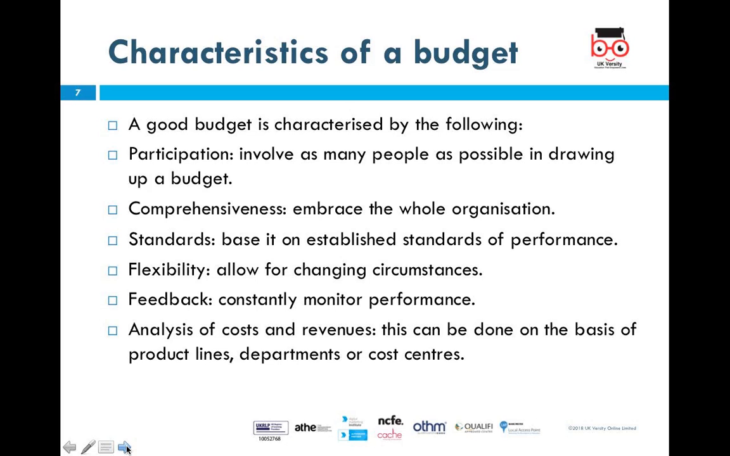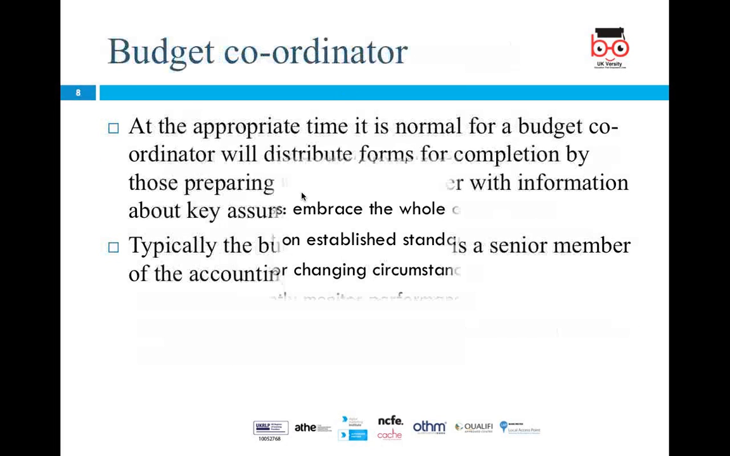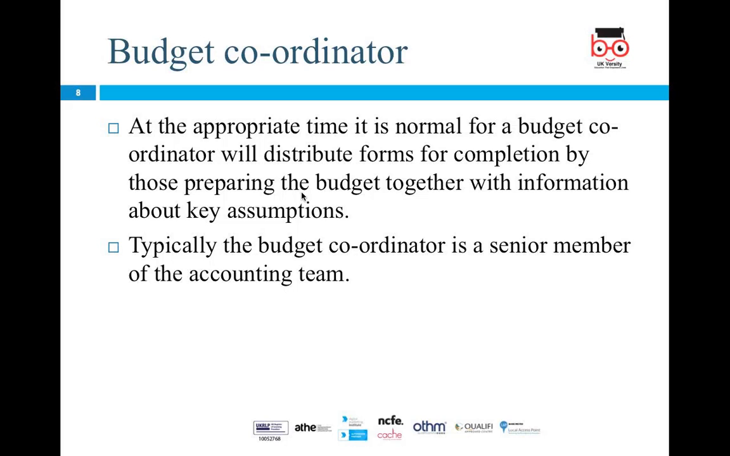There is feedback from top to bottom or bottom to top, constantly monitoring the performance, and there is an analysis of cost and revenue all the time, because it's very important, which can be done on the basis of product lines, departments, management, or cost centers. If it is coordinated, the analysis of cost and revenues can be done quarterly, monthly, weekly, half-yearly, and yearly, on the basis of different aspects of product, sales, and cost centers. That will focus on the good characteristics of a budget.